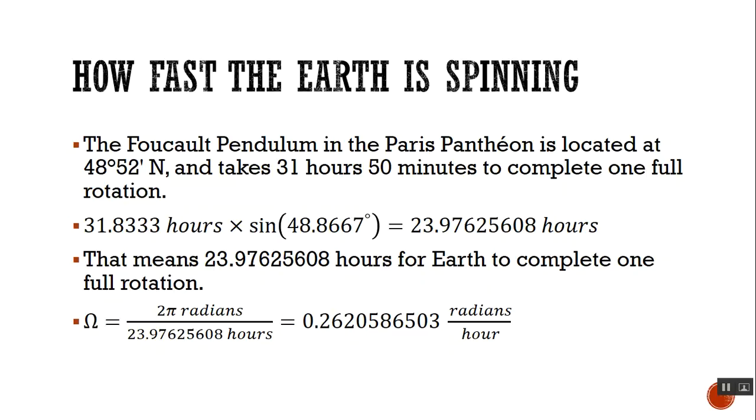And so we found the period of the Earth is about 23.976 hours. And then we can find the angular velocity of the Earth, the uppercase omega. It is about 0.262 radians per hour. And this is our conclusion.